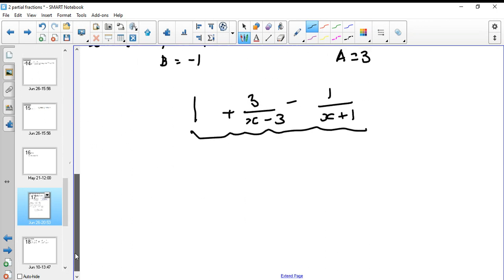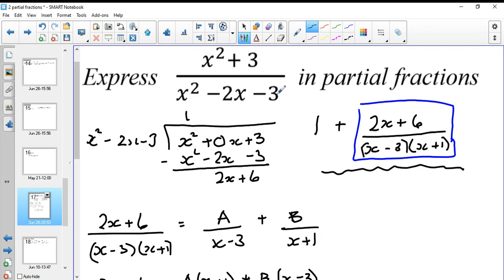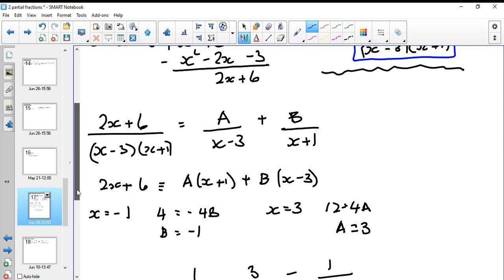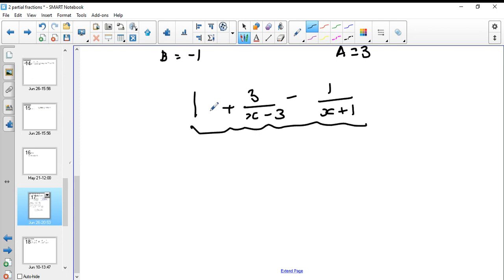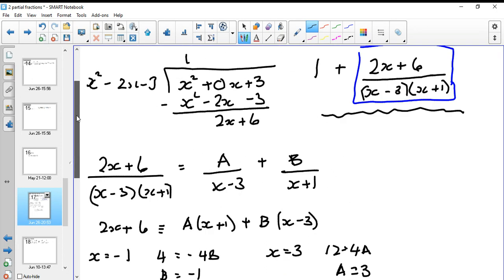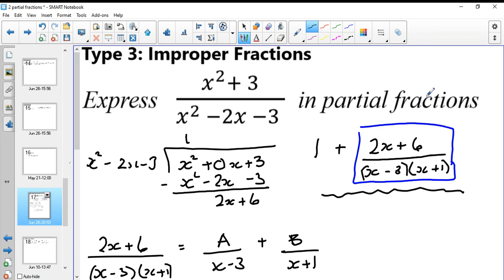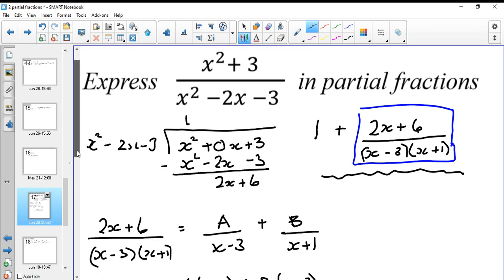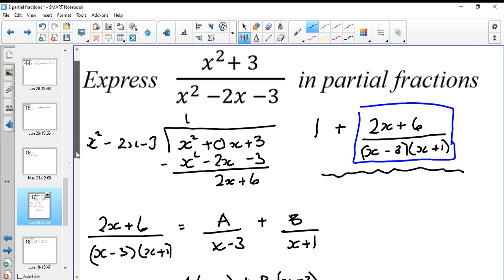So notice that that improper fraction led to a constant plus a constant over one denominator plus a constant over another denominator. Okay, so if the question looks like that, and that's all you get, you must do long division first. So look for whether it's improper or not, and if it is, you do long division, and then you split the remainder up into partial fractions.